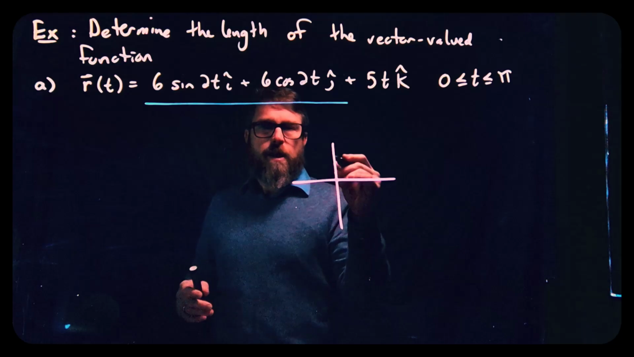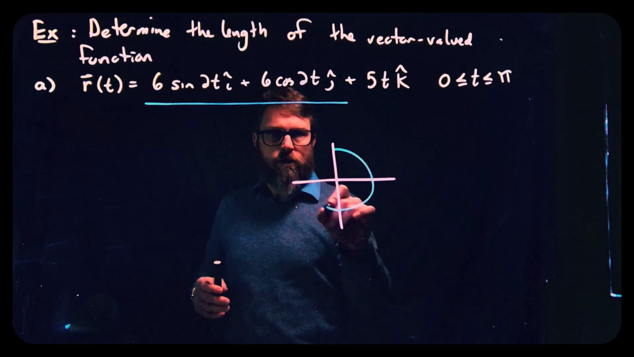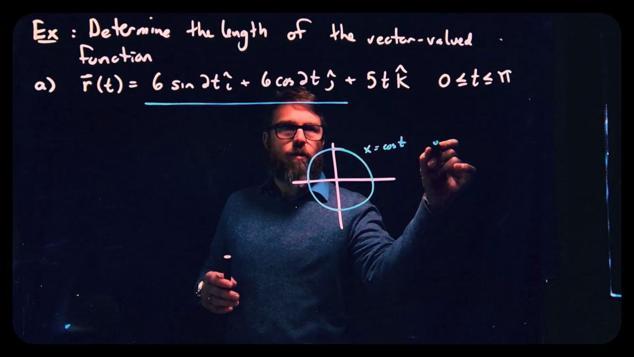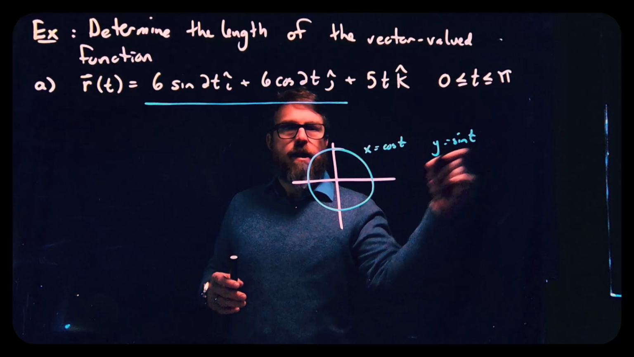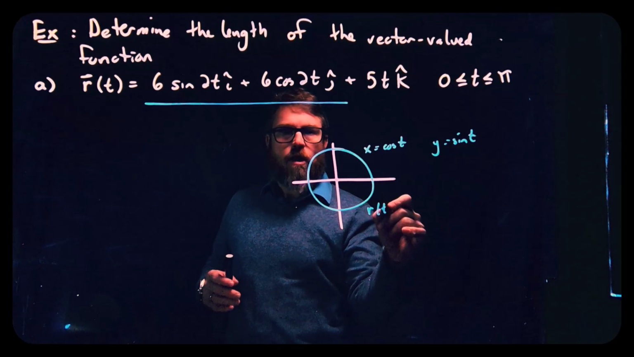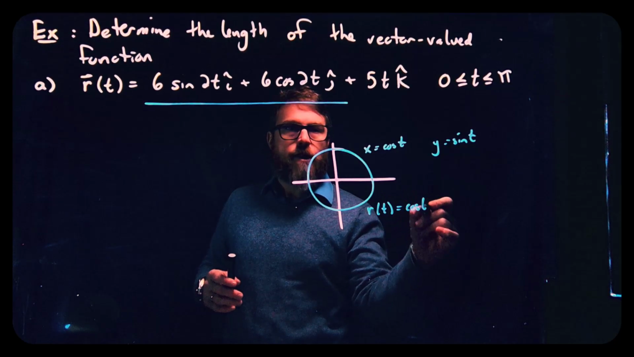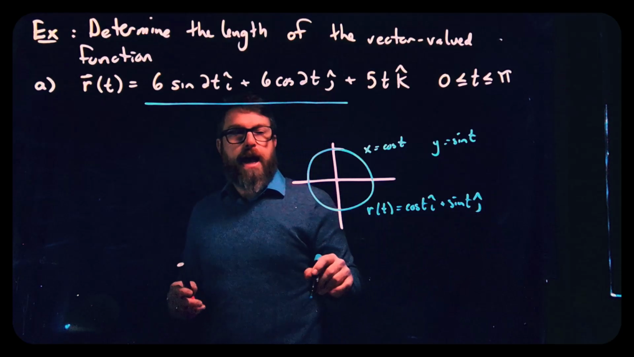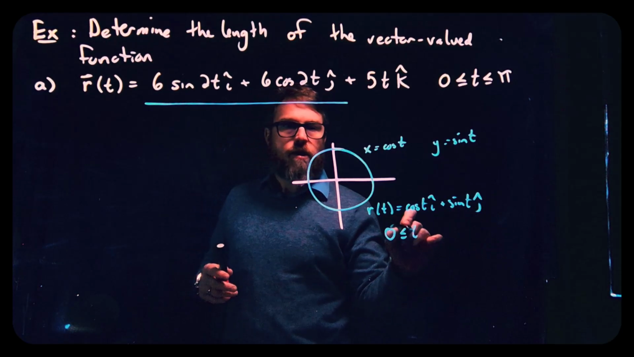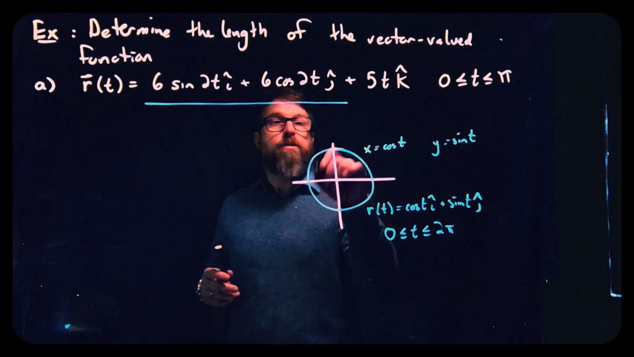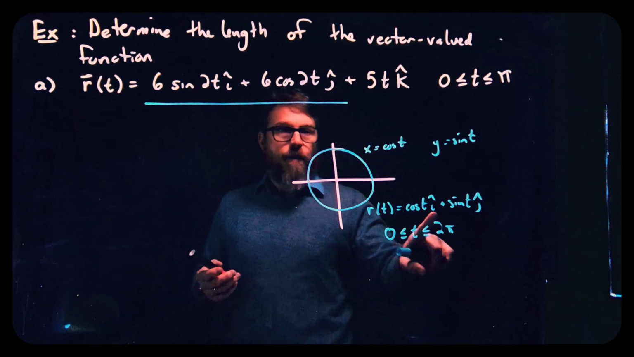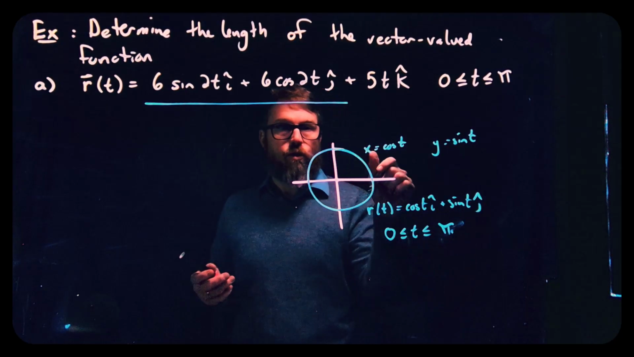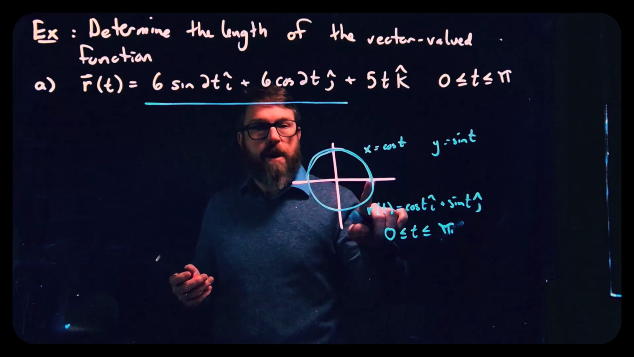Now, if we had our unit circle that looks like this, what I know is x would be equal to the cosine of t, and y would be equal to the sine of t. So I could write this function as r of t is equal to the x coordinate i plus the y coordinate j. And if I went from 0 less than or equal to t less than or equal to 2 pi, that would draw the entire circle. Now, if I went from 0 less than or equal to t less than or equal to pi, we're going to draw from here to here, only the top half of that circle.